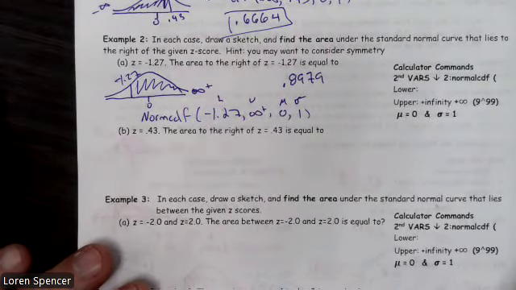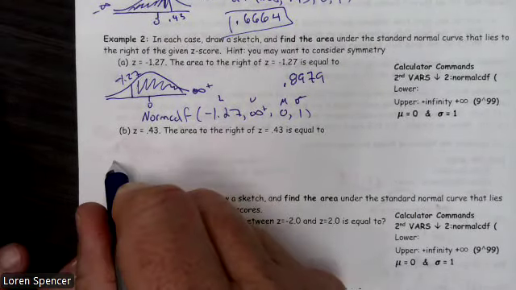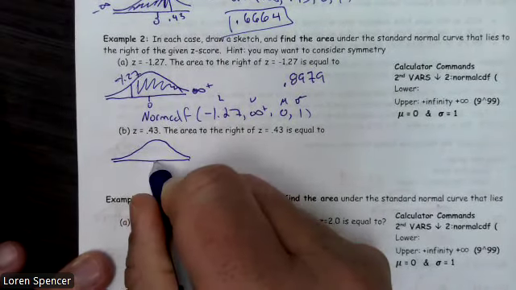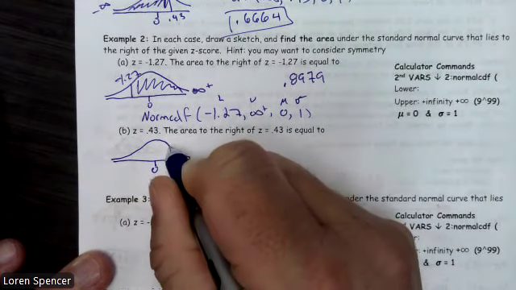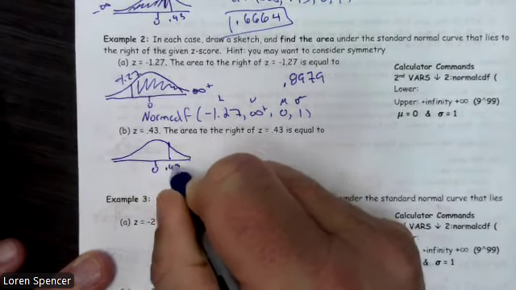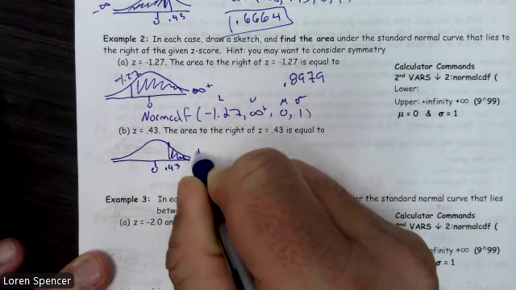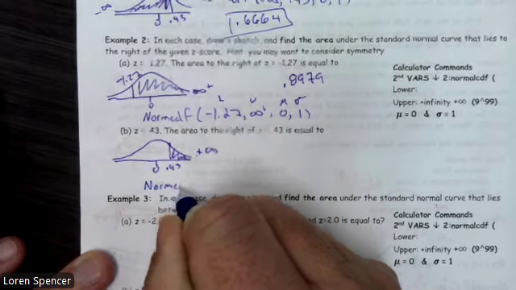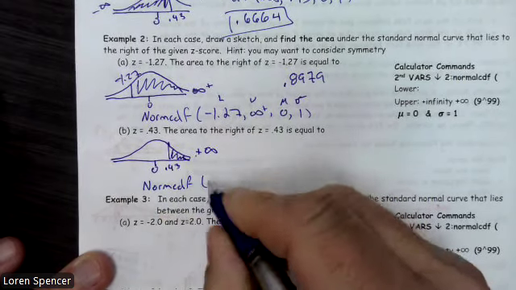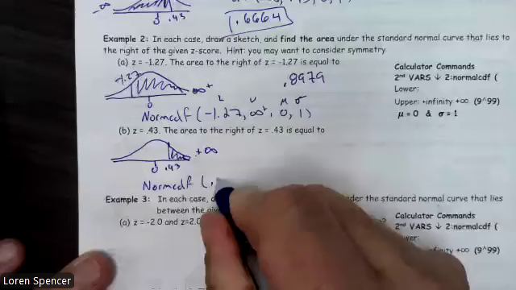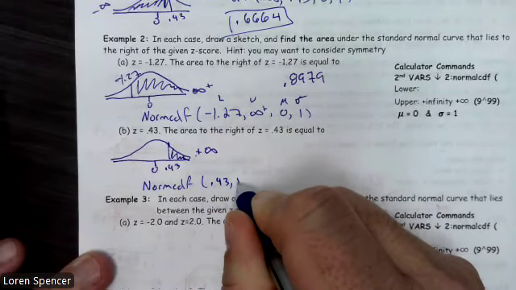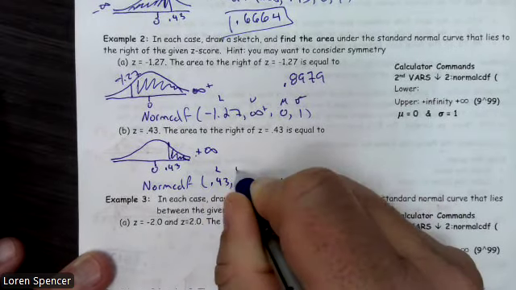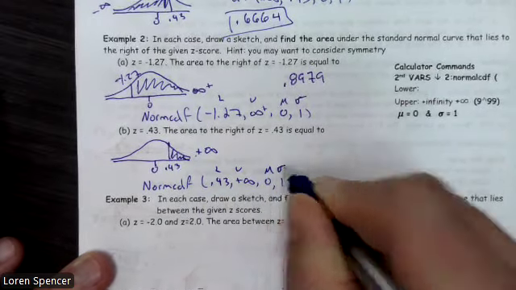So Z is 0.43, and we're looking for the area to the right. This is going to be less than 50% because I'm shading to the right and I'm above the mean. And 0.43 is about here. We're shading up to positive infinity, so this will be a norm CDF, going from 0.43, that's our lower bound, to positive infinity, that's our upper bound. Mean is 0, standard deviation of 1. Lower, upper, mean, standard deviation.